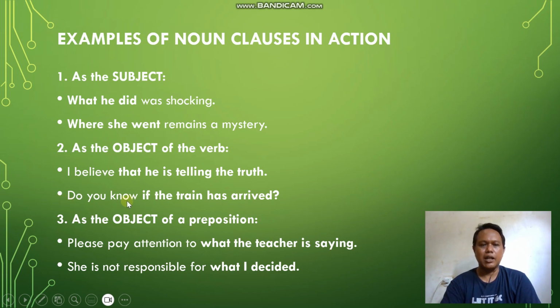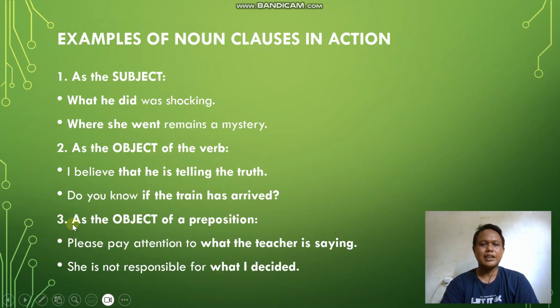Second, do you know if the train has arrived? "Do you" is the subject, "know" is the verb. "If the train has arrived" is the noun clause positioned as the object of the sentence.